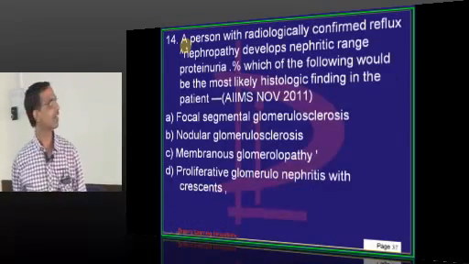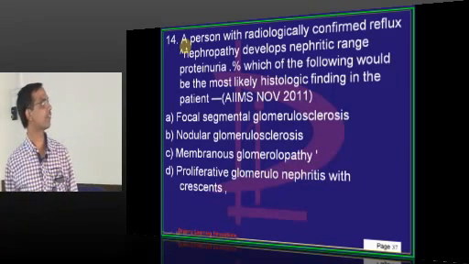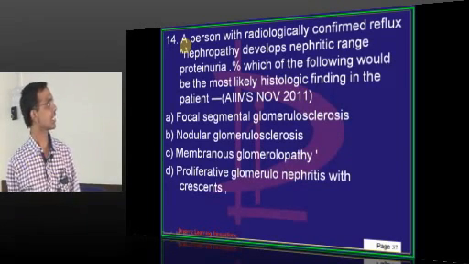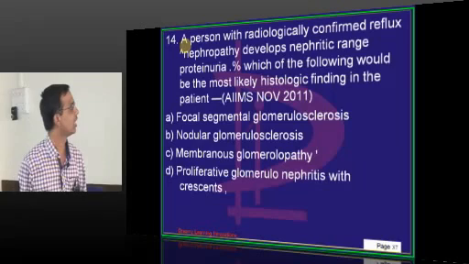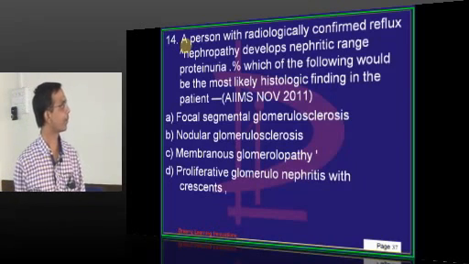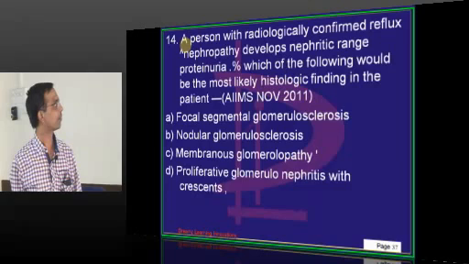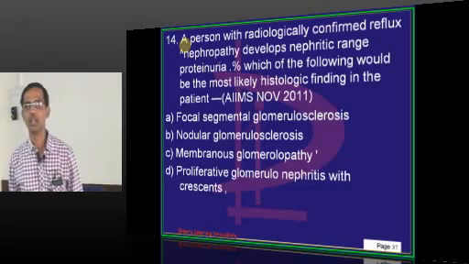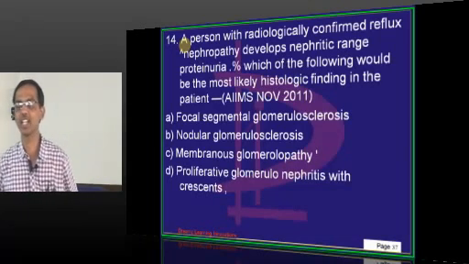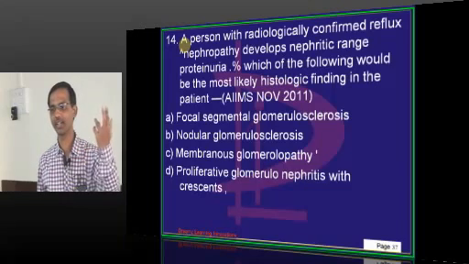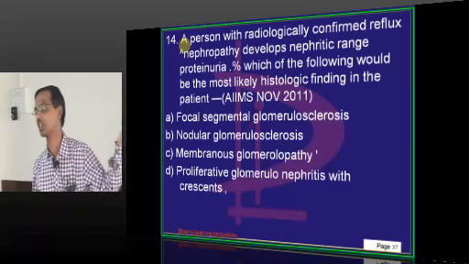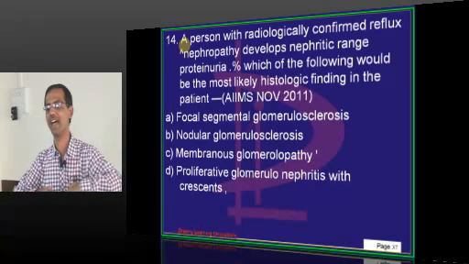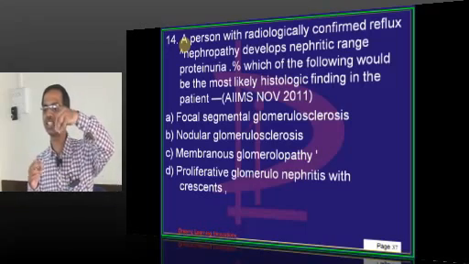A person with radiologically confirmed reflux nephropathy develops nephrotic range proteinuria. Which of the following would be the most likely histological finding in this patient? Okay, reflux nephropathy is going to produce what type of manifestations? It's very simple. In patients having reflux nephropathy, there is vesico-ureteric reflux, or reflux at the pelvi-ureteric junction, because of either the presence of valves or decreased tone.